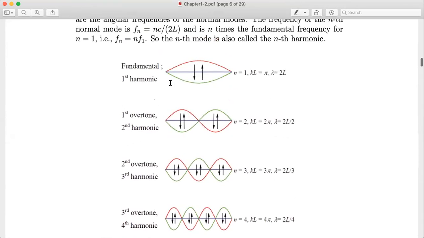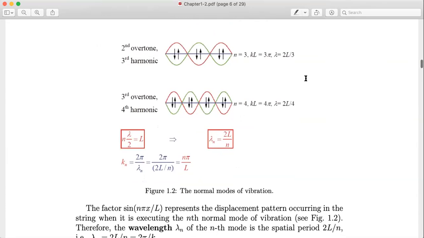And also here you see the wavelength. For example, here the wavelength will be twice the length of the string, lambda equals 2L, and KL will be pi for this particular mode. So you can see that indeed K and lambda are related this way: Kn equals 2 pi over lambda n. Okay, that's how the wavelength and the wave number are related.